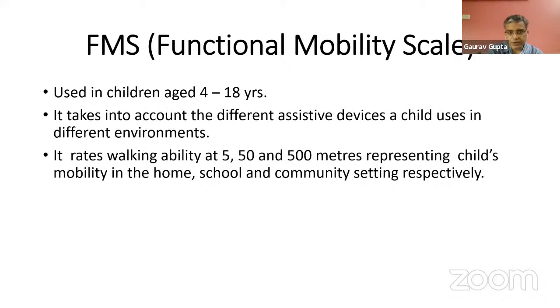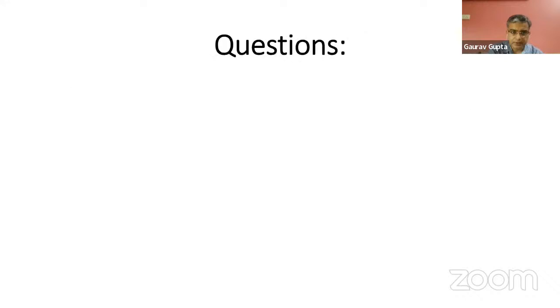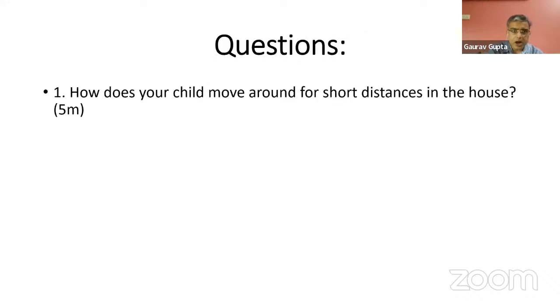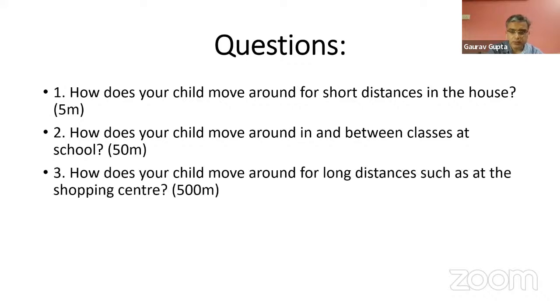It basically rates walking ability at 5, 50, and 500 meters, representing the child's mobility at home, school, and community. And the assessment is made on the basis of questions asked of the child or the parent. What questions? How does your child move at short distances in the house? How does your child move in and between classes at the school? And how does your child move for long distances, such as a shopping center?